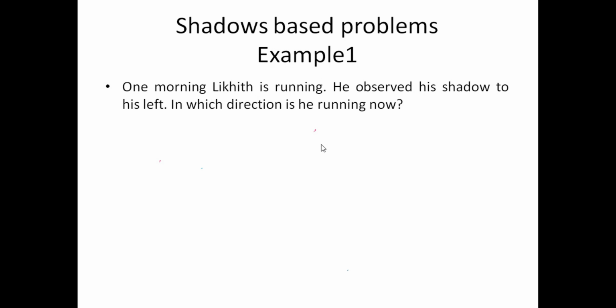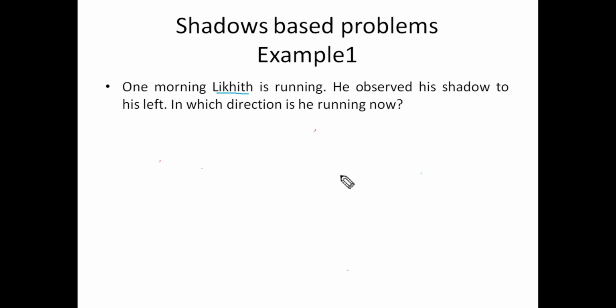Shadow based problems. Example 1. One morning, Likith is running. Read and understand the question first. One morning, Likith is running. He observed his shadow to his left. So, in which direction is he running now?